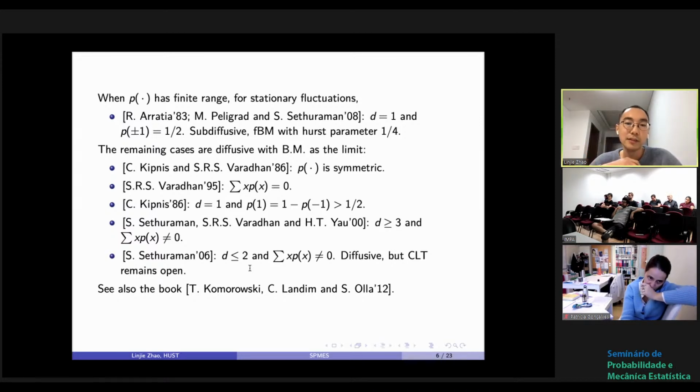And so it remains to consider dimensions 1 and 2, and the asymmetric case. In this case, we only know the target particle is diffusive. This was proved by Sander in 2006. And there remains an open problem here. So in this case, we don't have a central limit theorem or invariance principles. So these are the references for the finite range case and the stationary fluctuations.